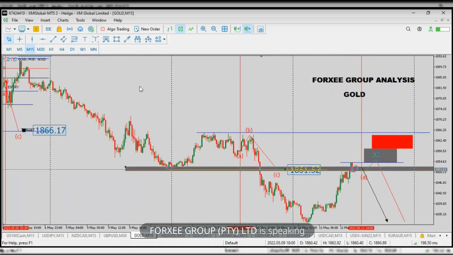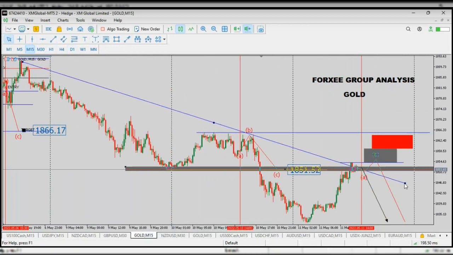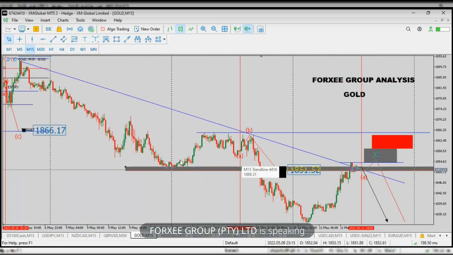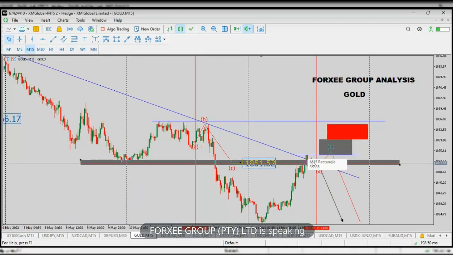Okay, look here. We have a trend line that is coming from here to there. Here it touches, giving the sell, giving the sell. So over here, it's done what? It's retested. It's broken up, so it's a sell.